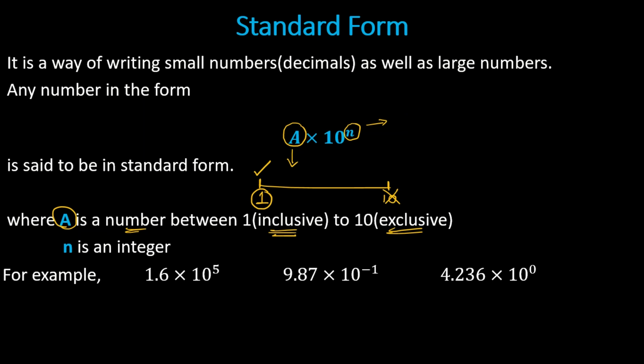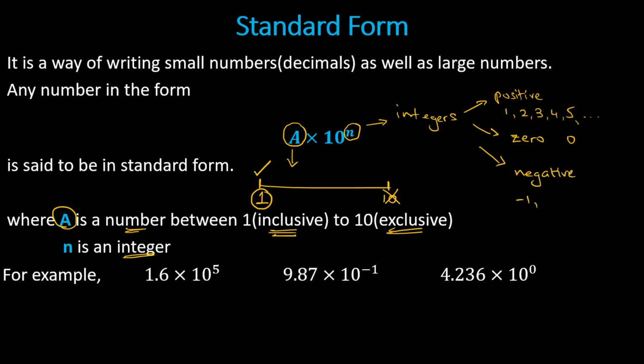And what about n? N simply is an integer. You already know what is an integer. We have how many types of integers? We have positive integers, for instance 1, 2, 3, 4, 5, 6 and so on. We have integer 0 and we have negative integers, negative 1, negative 2, negative 3, negative 4 and so on.